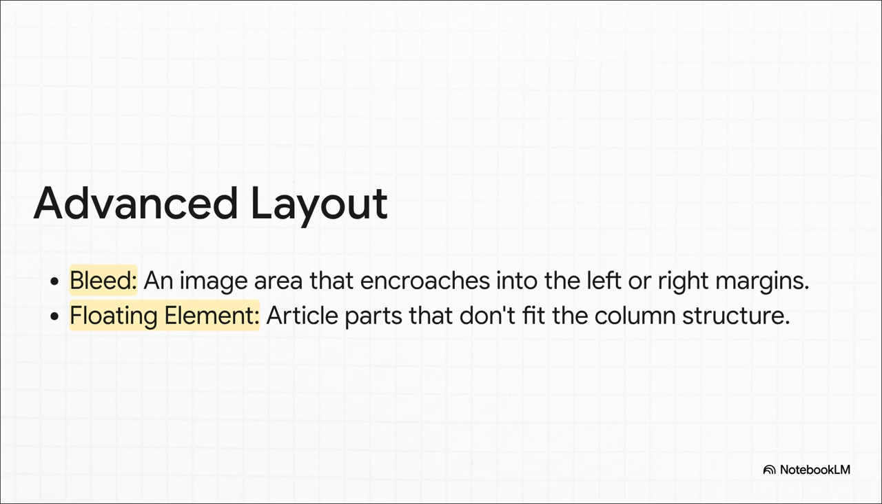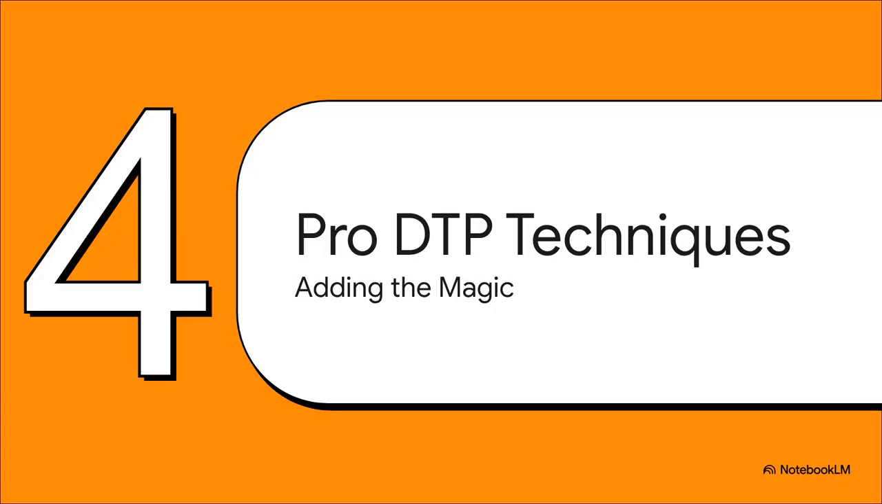The other one is a floating element. This is something like a pull quote that breaks out of the main column structure. You do it on purpose to add a bit of visual drama and highlight something important. These are the little details that make a layout really pop. So we've got the structure down, now it's time to add the magic.